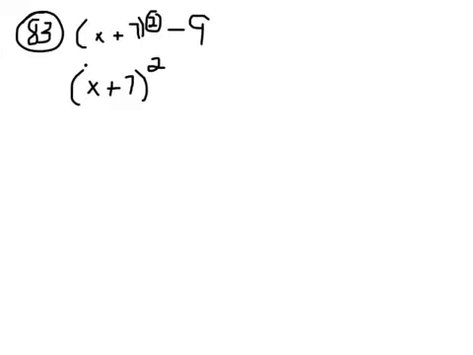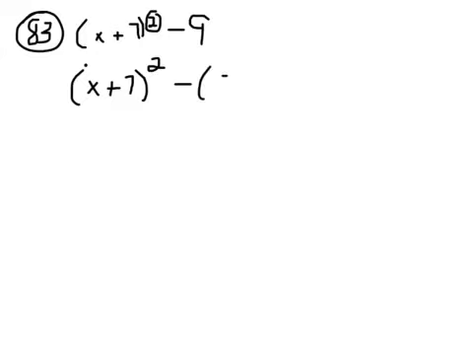For 83, we have x plus 7 squared minus 9. 85 is going to be a similar problem. It's just that the square is on the second part instead of the first part. So anyway, this is a difference of two squares because realize there's a square on this right here. What am I squaring? I'm squaring x plus 7. So that's the thing that I'm squaring.